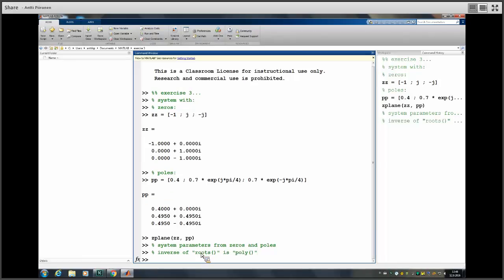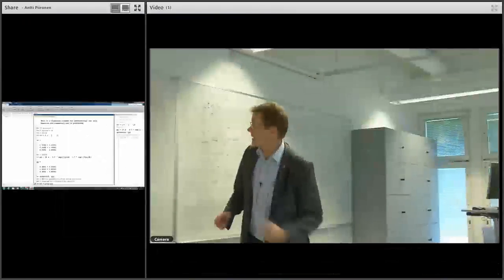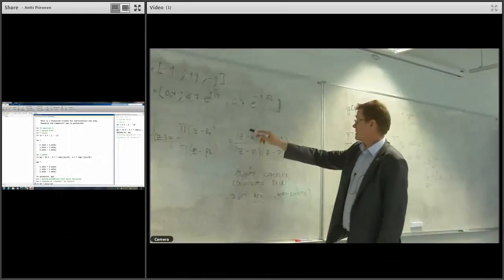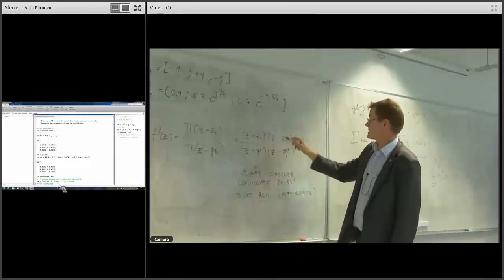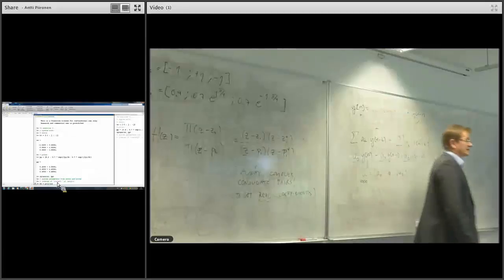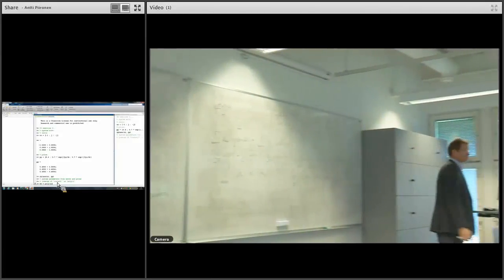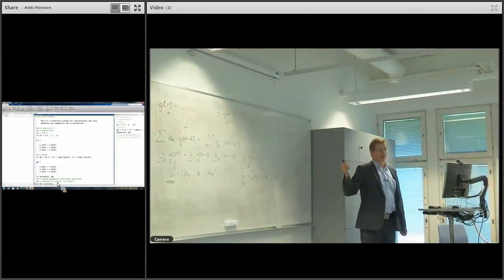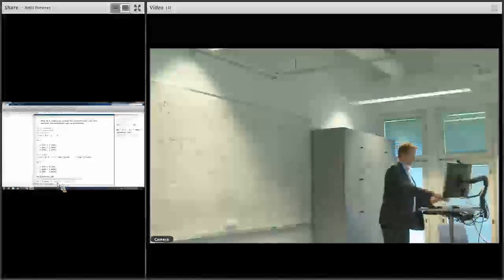Polynomial coefficients. Okay, so this will be our B term, the system parameters for the forward term, equals the polynomial which is defined by those zeros. So that one calculates now the z to the power of 4 plus something which comes from the cross products, and the last term would be the multiplication of all of those points.